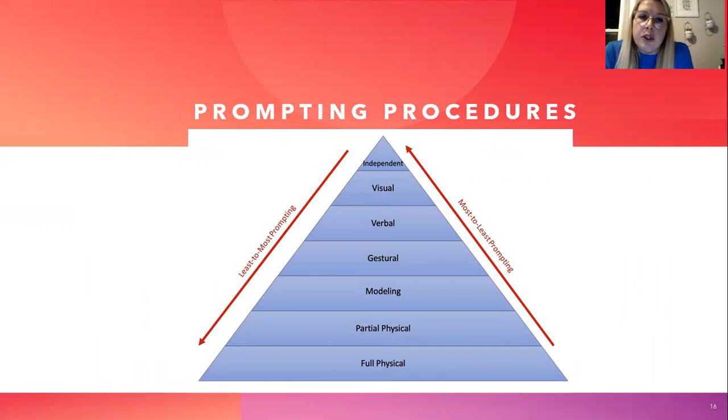This is a visual showing least to most prompting and most to least prompting. So on your left-hand side, you can see that for least to most prompting, you're starting at the top, you're starting at independence, and you're working your way down to the most intrusive prompting, which would be full physical. And then on the right, you see most to least prompting, where you're starting at the bottom at full physical and you're working your way up to independence.